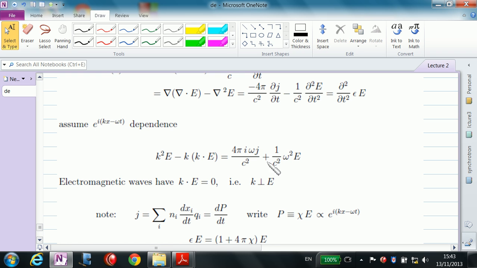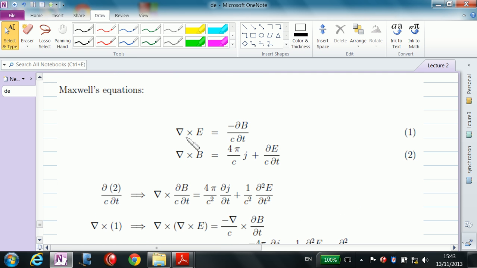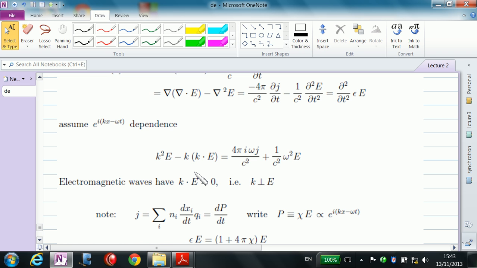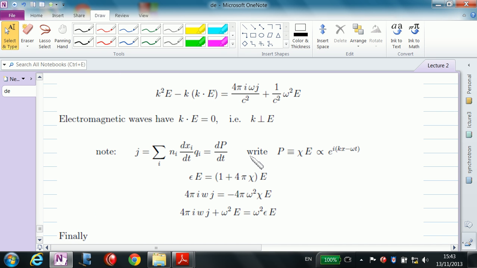Now, in a vacuum, k dot E is equal to 0. Why? Because it's just Poisson's equation, divergence of E. These are only 2 of 4 Maxwell's equations. But there's also div B equals 0 and div E equals 4 pi rho. So in a vacuum, k dot E is just div E, which is equal to 0. Therefore, this is equal to 0, and also J is equal to 0. So that's what you have in the vacuum.